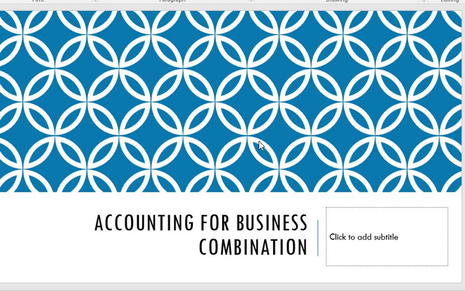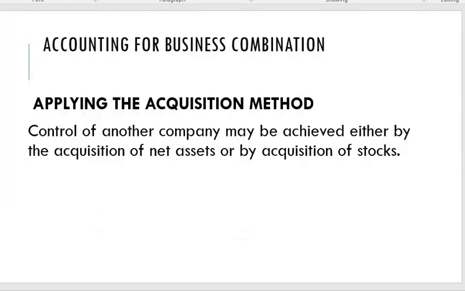Okay, so to start with, we have learned in our previous discussion that control of another company may be achieved either by acquisition of net assets, or merger, or acquisition of stocks, or stock acquisition, the consolidation. In this particular video, we shall be discussing acquisition of net assets. We shall discuss acquisition of stocks in the succeeding videos.